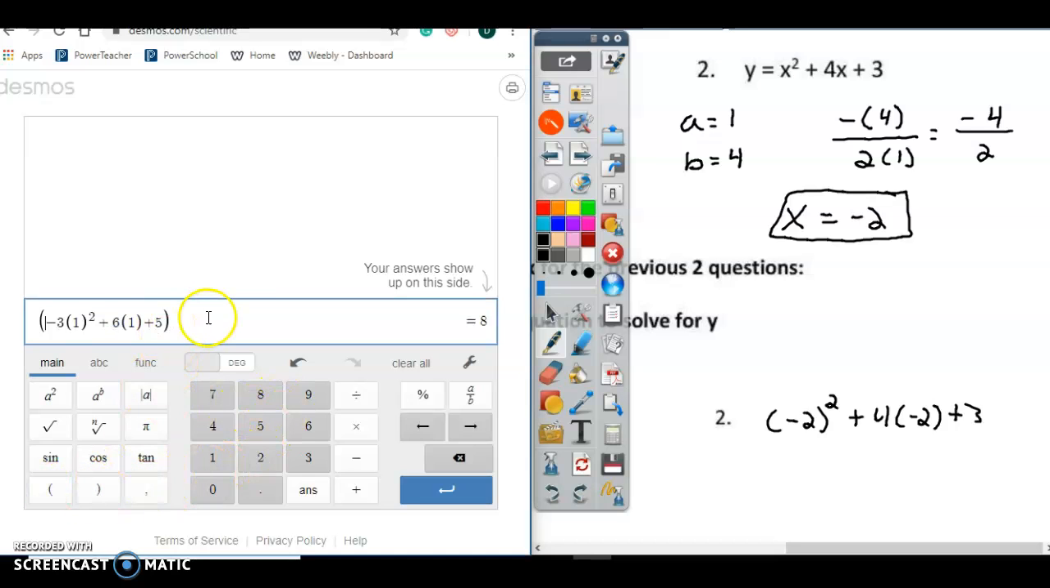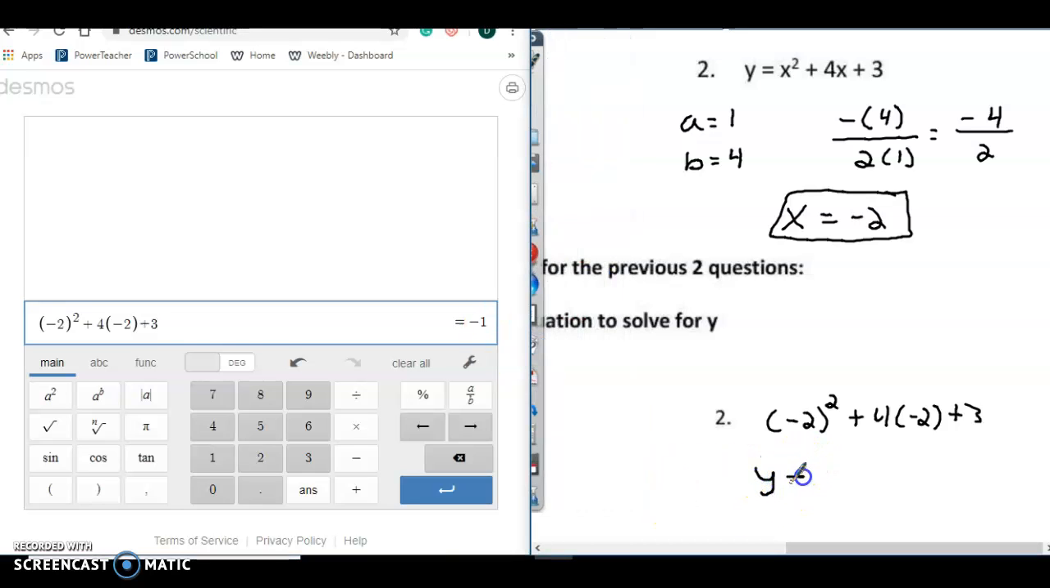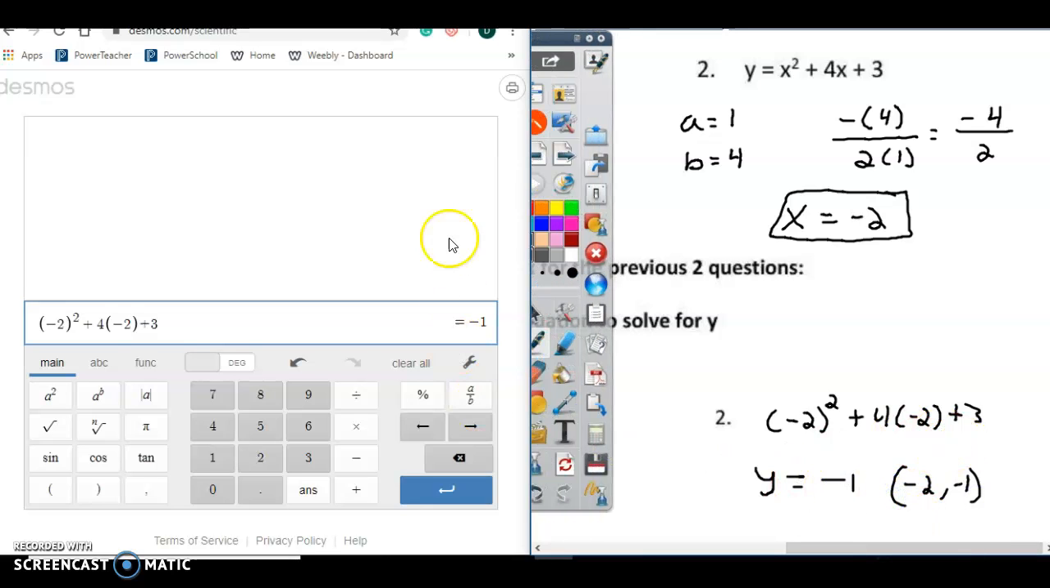So parentheses negative 2, and then that's going to be squared plus 4 times negative 2 plus 3, and that gives us negative 1 as our answer. So y in this case equals negative 1. So my ordered pair for that vertex would be negative 2 comma negative 1. That's how I would display my answer.